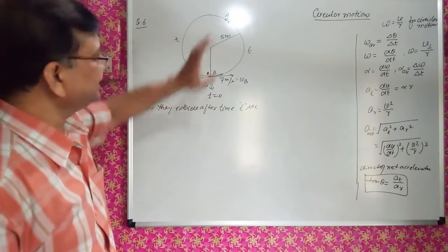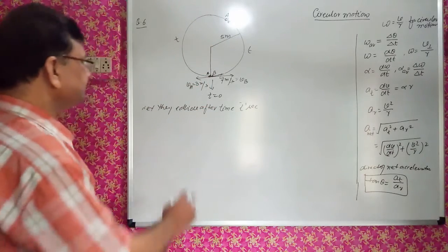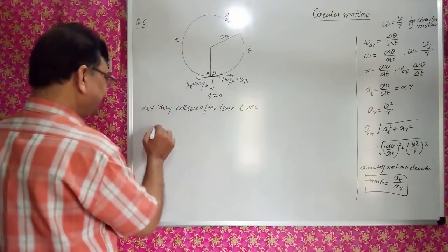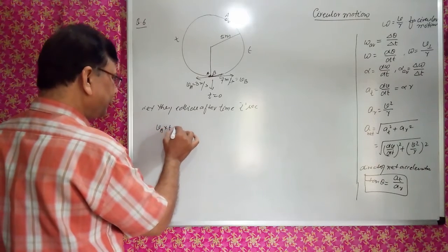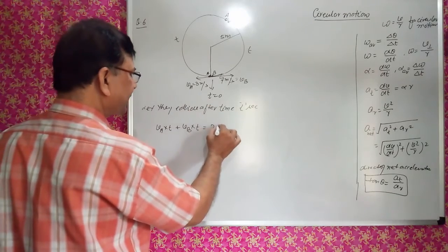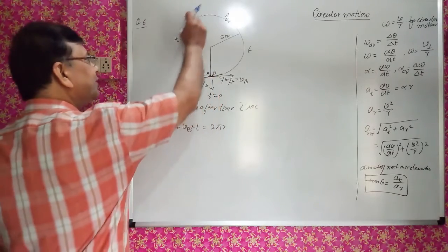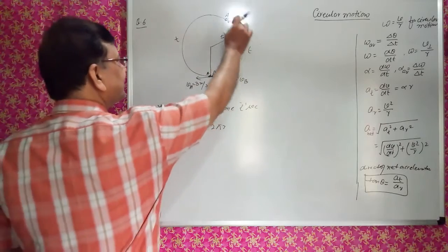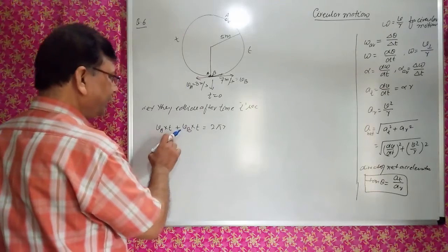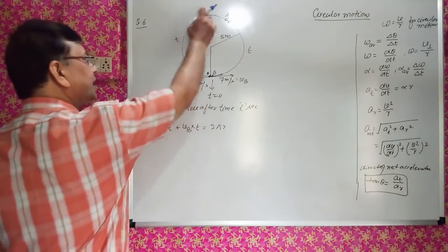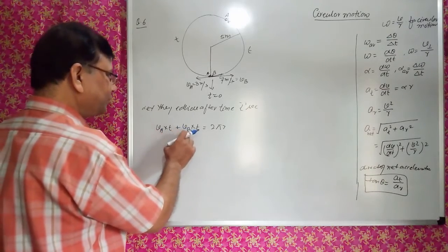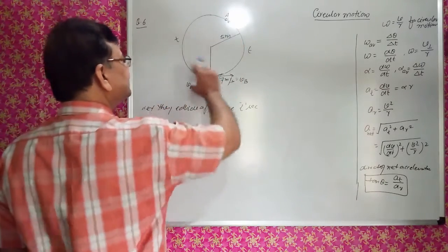The distance covered by this will be how much? Speed is 3 meters per second. Speed into time, that is VA into T plus VB into T is equal to total distance 2πr. Some distance will be covered by A, and some distance will be covered by B, and along this the total distance is VA into T. That is uniform speed it is going. Uniform speed B is also going. So VA into T plus VB into T is the total distance, this plus this.